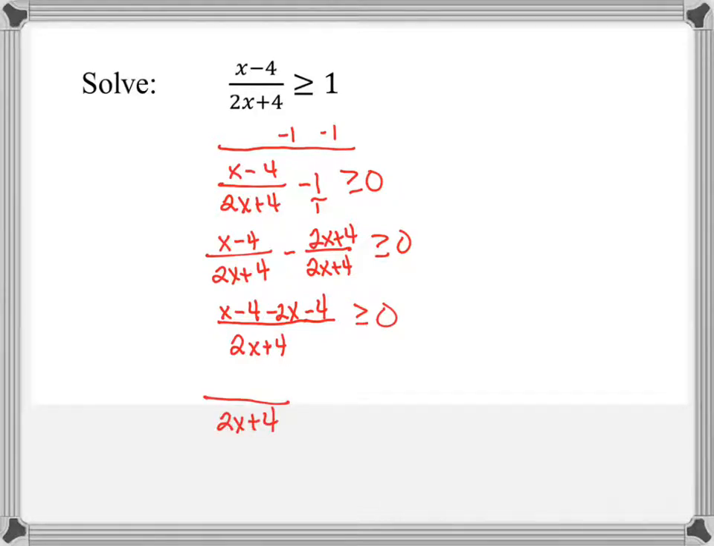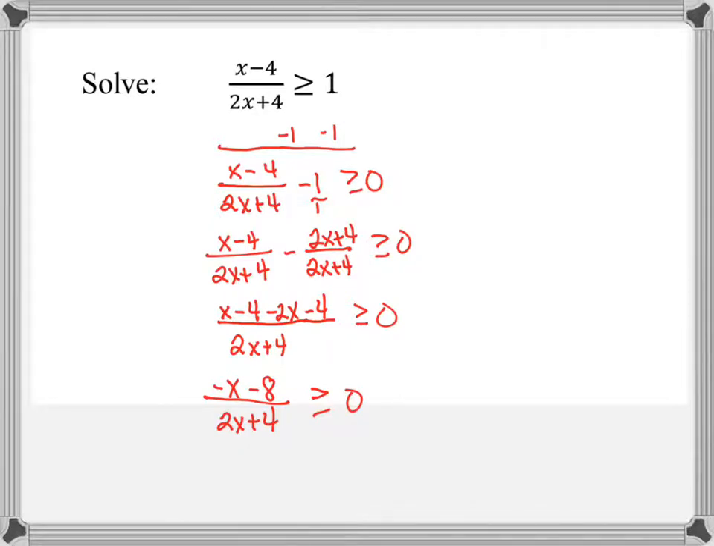Okay, let's combine our like terms. X minus 2x is negative x. Negative 4 minus 4 is negative 8. That's over 2x plus 4, and that is greater than or equal to 0. Okay, I could factor the denominator, but it's not going to give us something that will reduce with something in the numerator or simplify or cancel out.